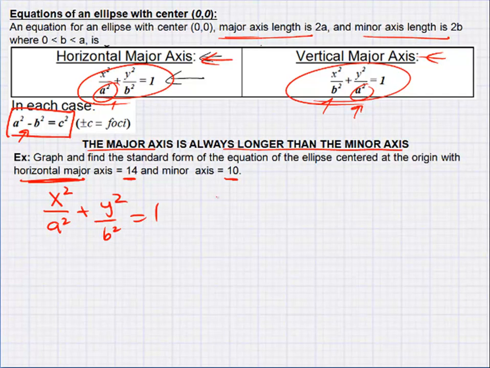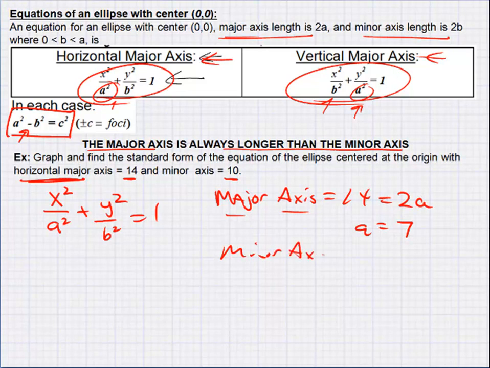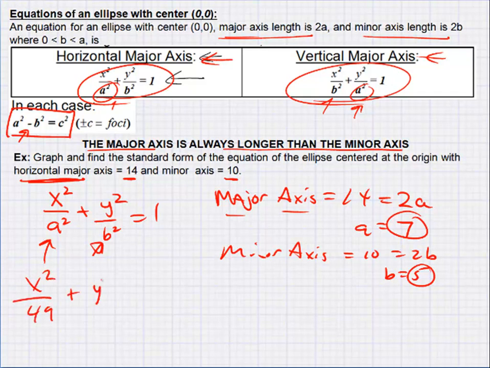So, what are we going to use here? Well, our major axis is 14. That's the length of the major axis, so that's 2a, which tells me that a is 7. My minor axis is 10. That should be 2b, so it tells me that b is 5. So once I got a and b, I plug them in here, and I got my equation. So I got x squared over 49 plus y squared over 25 equals 1, because you have to do a squared and b squared. This is the equation of the ellipse.